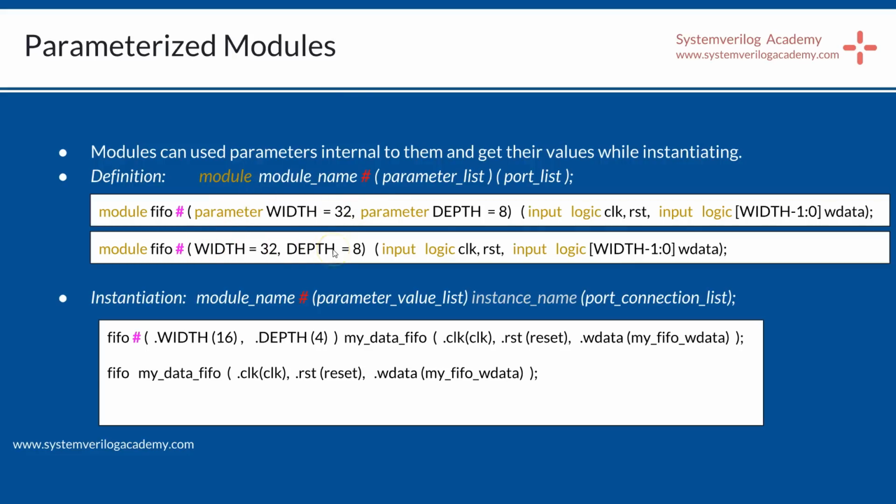The syntax for instantiating parameterized modules is module name, hash, parameter list in brackets, and port list in brackets. The parameter list can explicitly specify the values of different parameters, in a similar way to how ports can be connected explicitly. If you instantiate the parameterized module without the parameter list, all parameters will take the default value specified in the module definition.